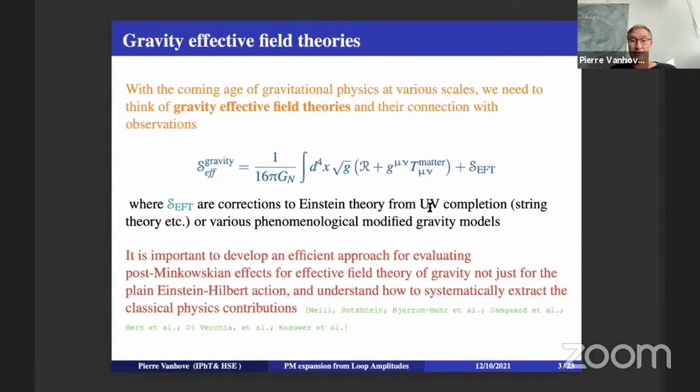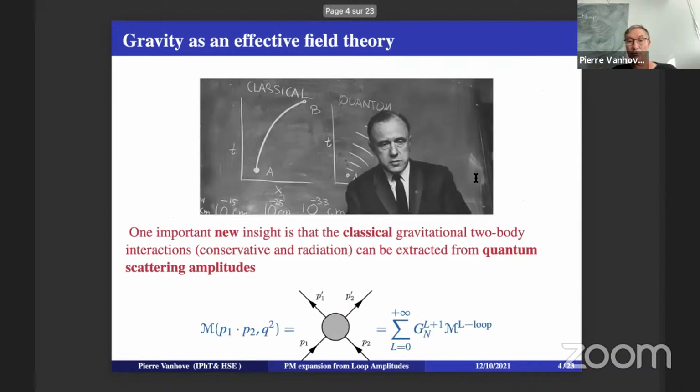It's very exciting because it allows you to compute. Here the action is written in 4 dimensions, but it works as well in higher dimensions. So if you want to probe how gravity behaves in higher dimensions, the formalism I'm going to explain works very well. Or, as I said, if you have any correction, you can feed it into the amplitude framework.